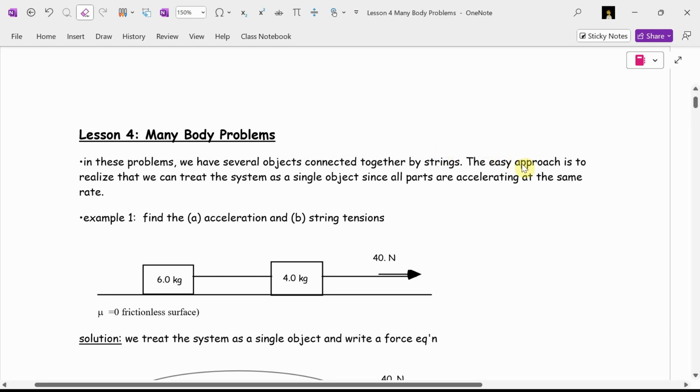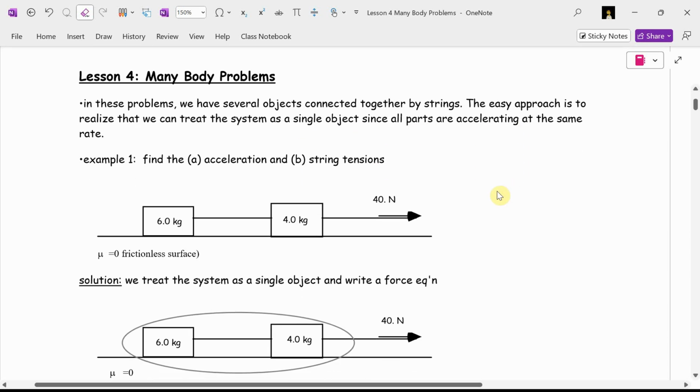So I said the easy approach is to realize that we can treat this system as a single object since all parts are accelerating at the same rate. It says find the acceleration and find the string tensions. You know, this is a good job for a free body diagram. Although, did they give me a picture? I'm going to label the picture rather than do a completely separate free body diagram. So I'm going to start, I usually just start from the left and go from left to right.